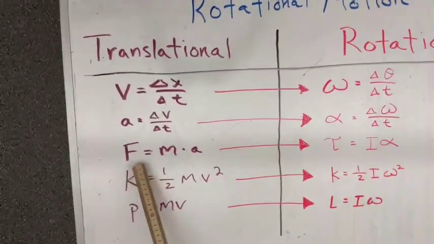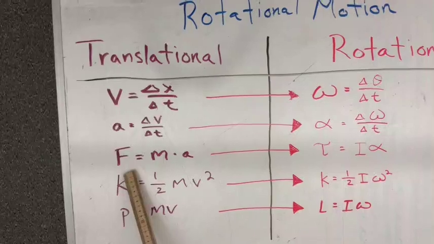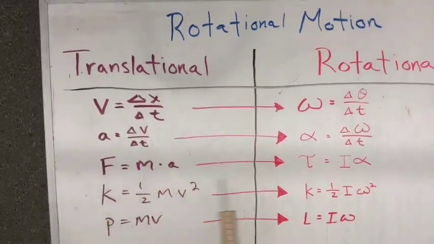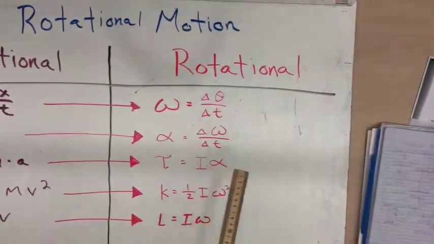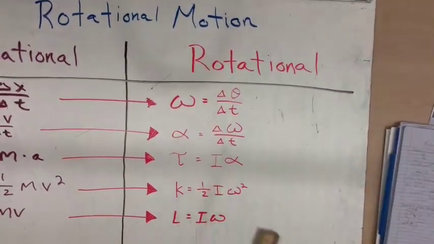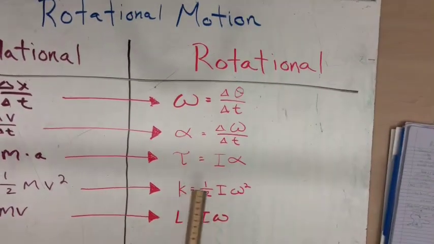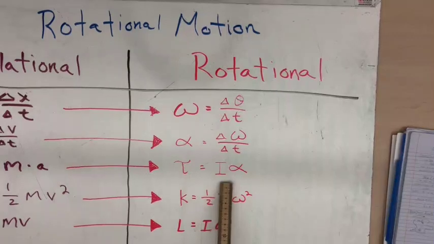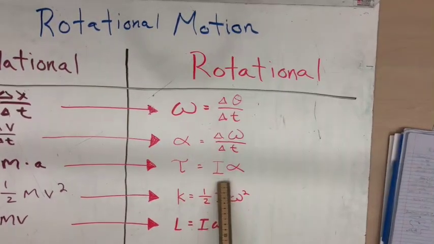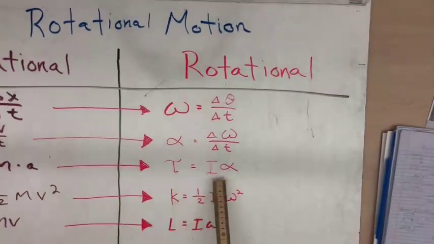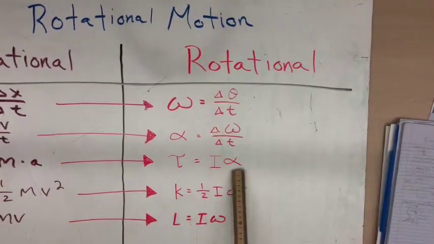Now to the more complex parts. Force is equal to mass times acceleration in the translational world. However, we have torque in the rotational world to model that. Torque is sort of analogous to force. And we know that torque is equal to I, which is the moment of inertia, which is analogous to mass in the translational world, times the angular acceleration.